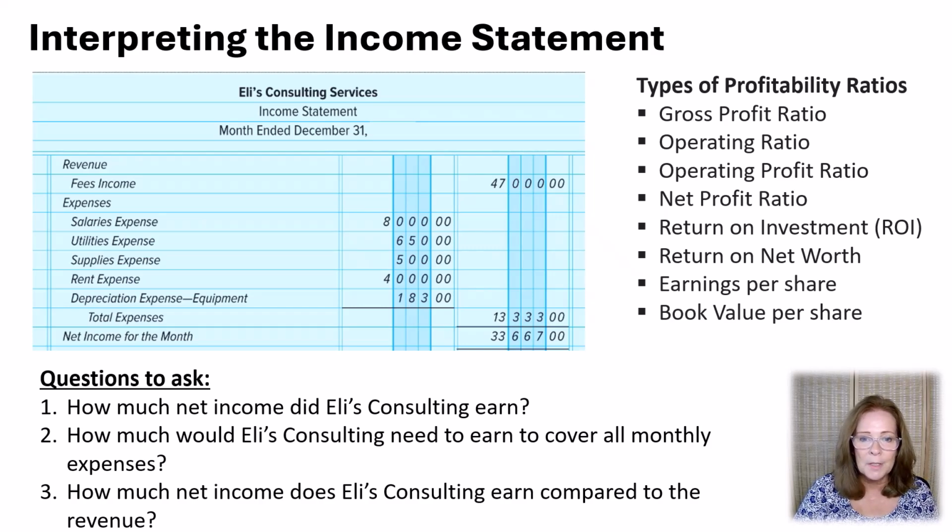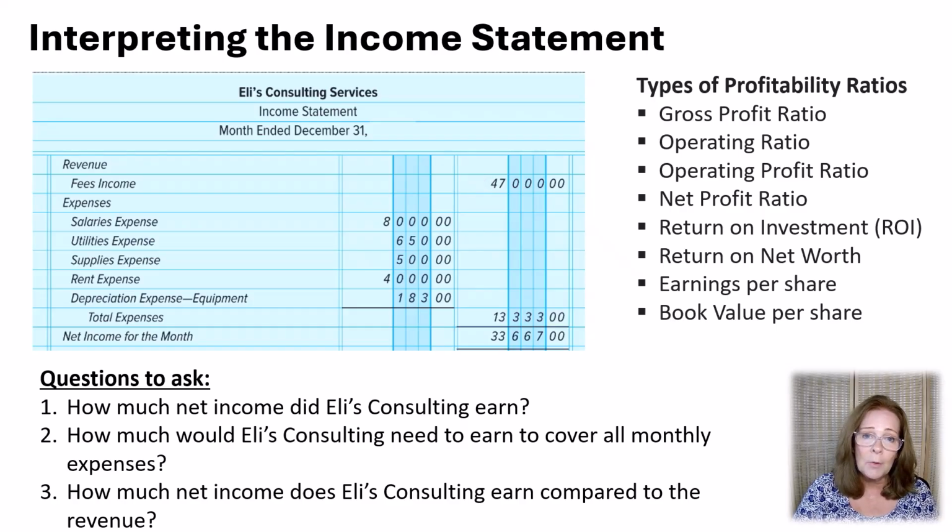What we have here is Eli's Consulting Services income statement for the month ended December 31st. And the income statement can answer a lot of questions, such as how much did Eli's Consulting earn in net income in December? $33,667. How much would Eli's Consulting need to earn to cover all monthly expenses? $13,333. How much net income does Eli's Consulting earn compared to the revenue? That would be $33,667 divided by $47,000, or 72%.